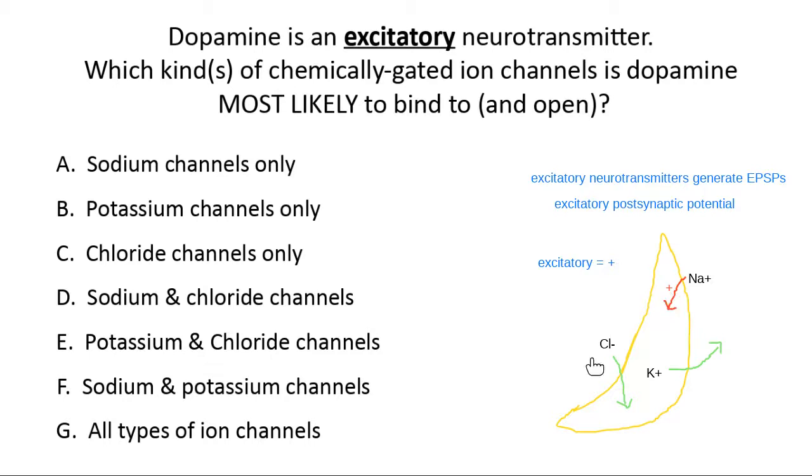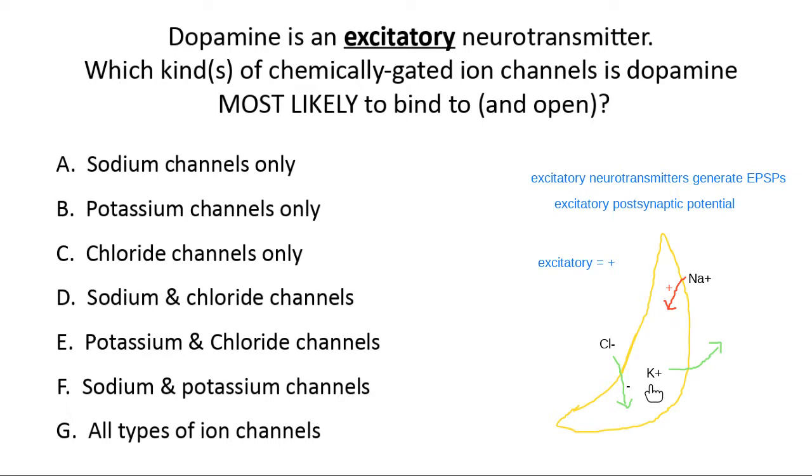Chloride is an ion with a negative charge. When I let chloride into the cell, what happens to my membrane charge? Does it go up or does it go down? Yeah, chloride is going to make my membrane charge more negative. It's going to go down because chloride has a negative charge. We would say that chloride coming in would generate an inhibitory postsynaptic potential. It's going to go more negative.